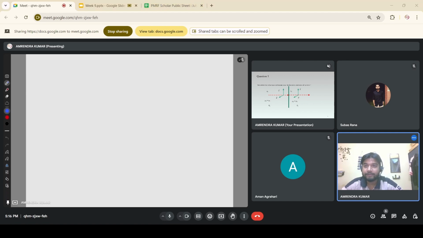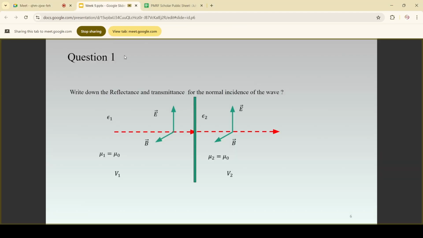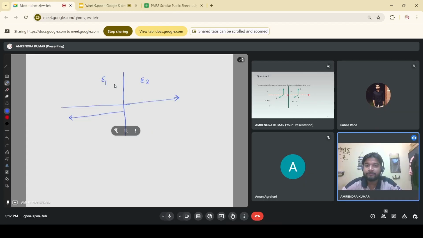So our question was: what is the reflectance and what is the transmittance for normal incidence of a wave on a dielectric medium? We have epsilon 2 here, epsilon 1 here. We have some incident wave, some transmitted wave, some reflected wave. As I told you, we are only interested in the transverse electric field or magnetic field.